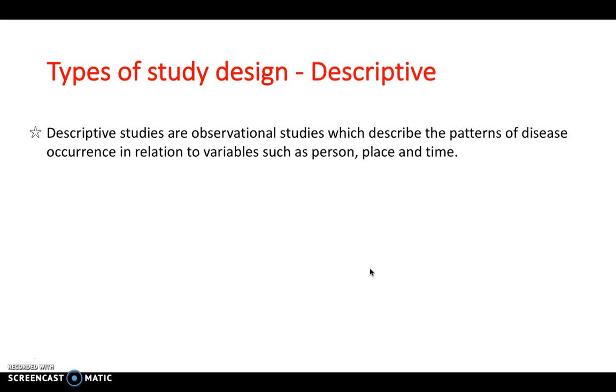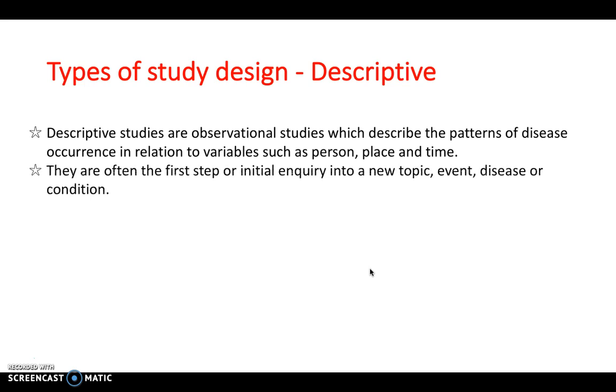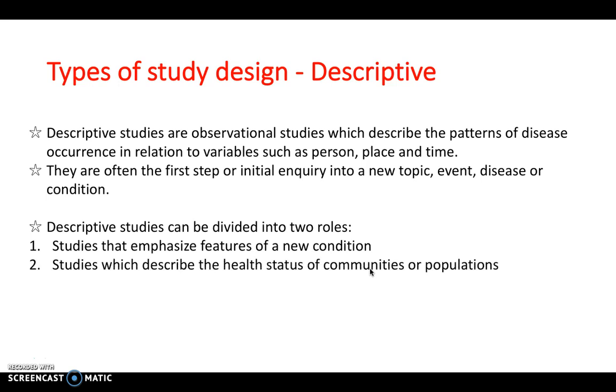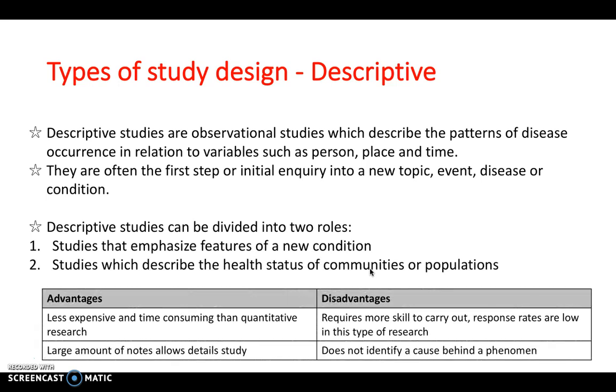So, descriptive studies then are observational studies, and they describe the patterns of disease in relation to that TPP, so the time, place, and the person. They're often the first step or an initial inquiry into a new topic or disease, and they can be divided into two roles, either studies that emphasize features of a new condition, or studies which describe the health status of communities or populations. The advantages are they're not very expensive, and they're not very time consuming, and it allows a detailed study due to the amount of notes.